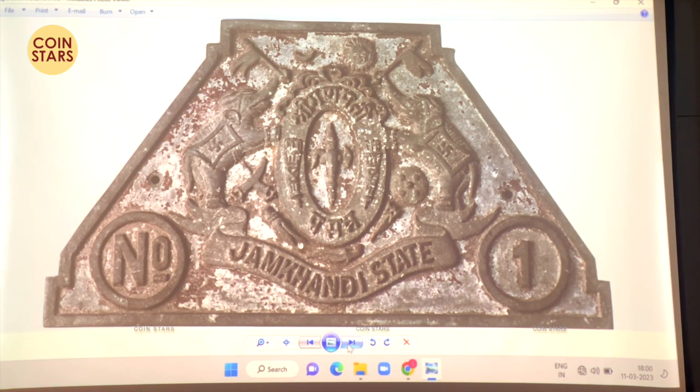This Jamkhandi state in North Karnataka and two elephants holding the shield with a flag and sun face here with Ankush here. Shri Ganapati Prasanna, and is number 1. Normally the number 1 car or the carriage is used by the king himself.